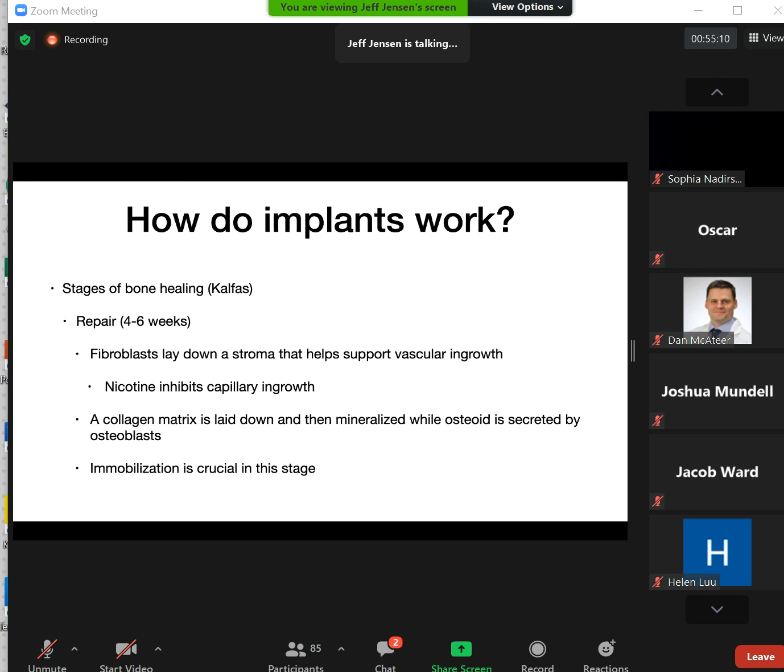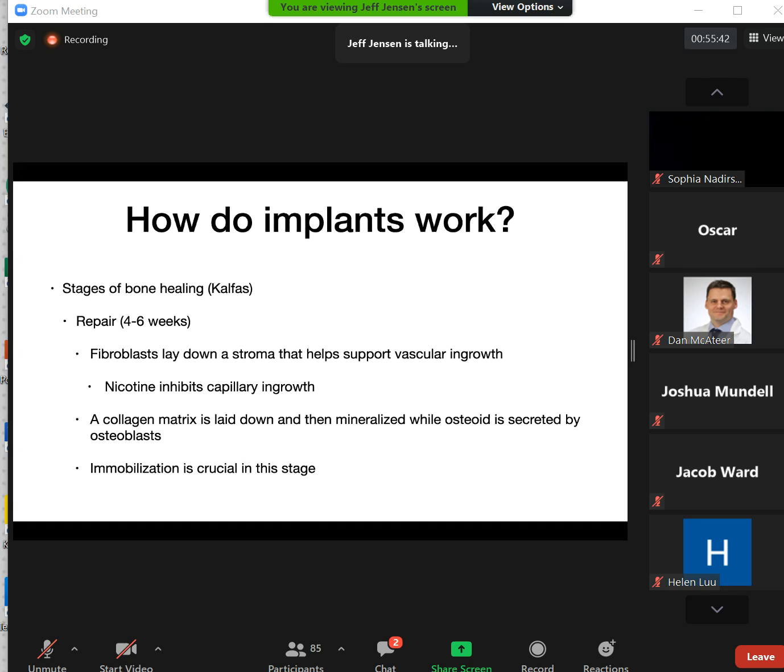It starts to then lay down the matrix. So the collagen matrix is laid down. The osteoblasts start to secrete osteoid, which will then become bone. And in this stage, immobilization is critical. So we're not trying to have them bite on the implant. We're trying to keep the implant stable. This is like initial stabilization or initial stability with the implant. So how tight it torques in is important in this stage.